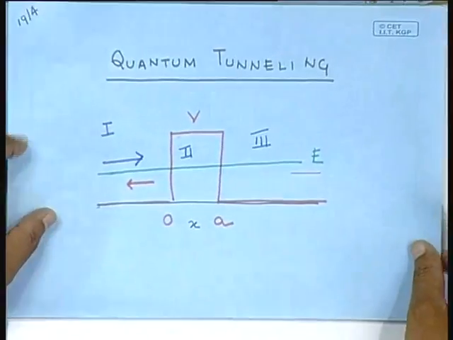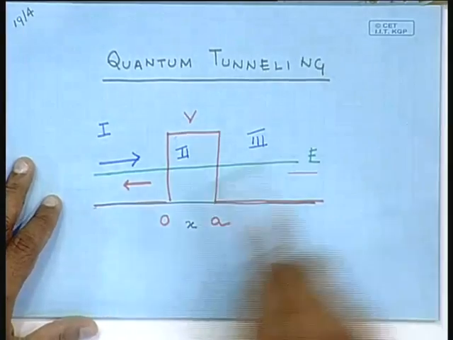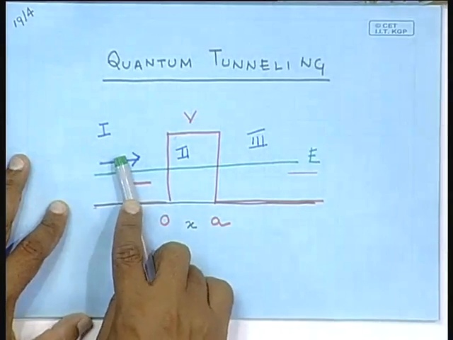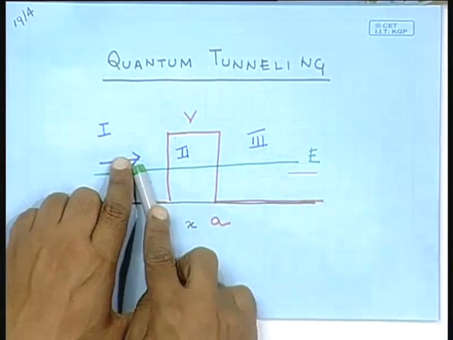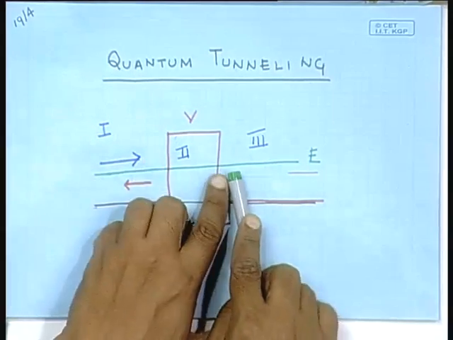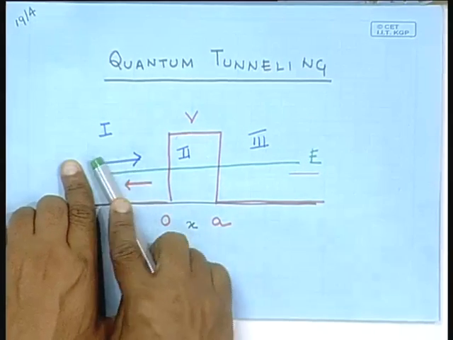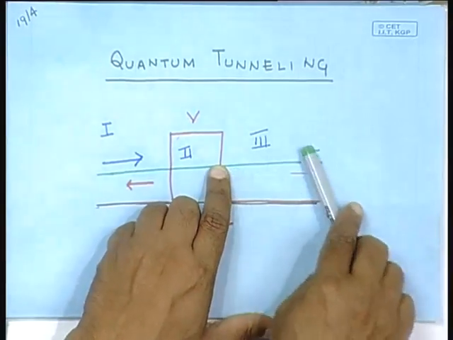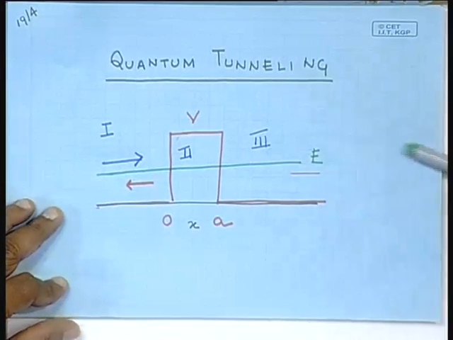Further, in the situation which we are dealing with, there are particles incident only from the left, there are no particles incident from the right. There are particles incident from the left, and we are interested in finding out if there is a probability for the particle to somehow get through the barrier and appear on this side. So, is there a probability of finding this particle which is incident from the left side in this region over here, which is beyond the potential barrier?